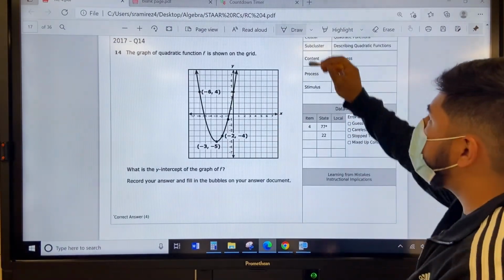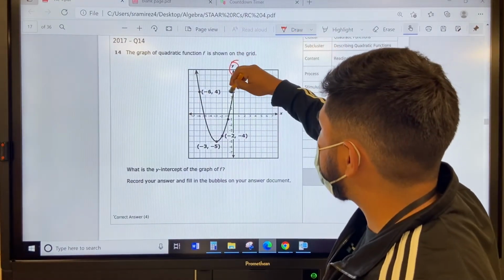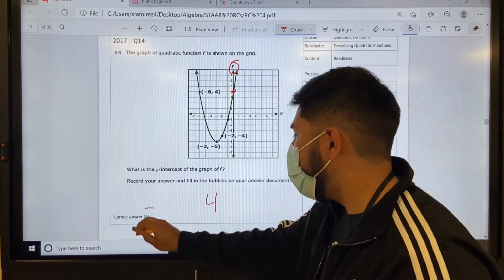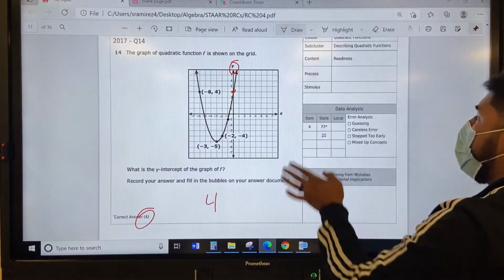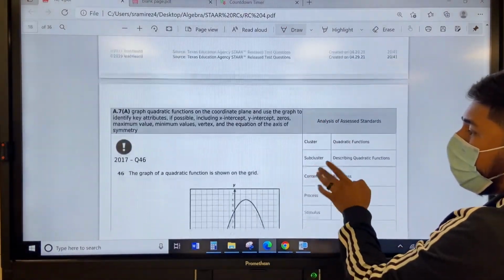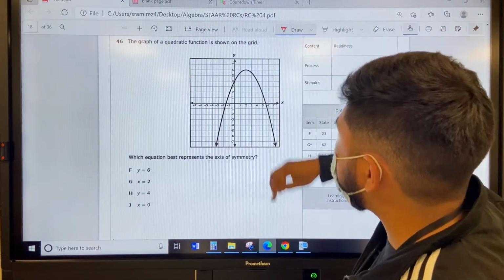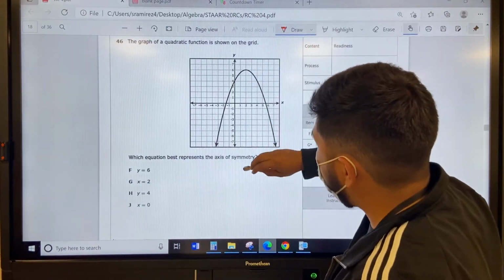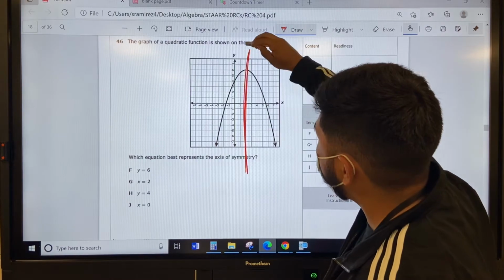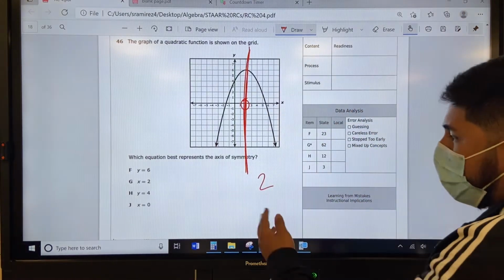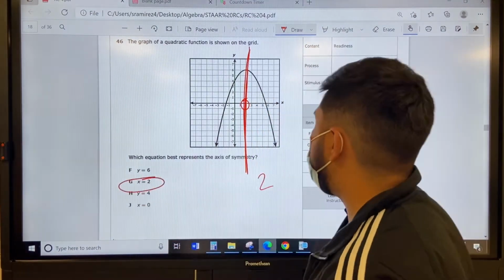What is the y-intercept? Y-axis. Boom, it's right there. They didn't give it to you. 4. Axis of symmetry, we just talked about it. I'm taking this graph, cutting it right in half. Where did it cross? Right at 2. And there's only one answer with 2. Boom.